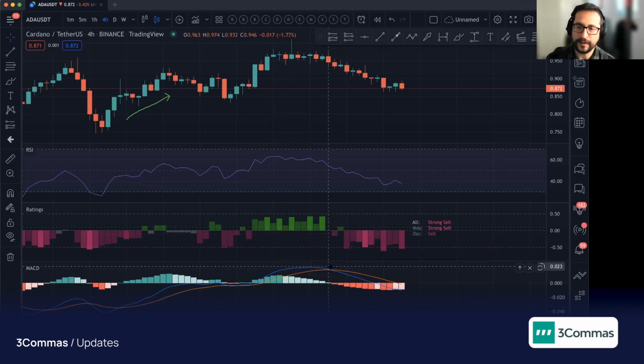Like, for example, you can have a long bot on Cardano here. We are trading and we enter a position. Can we use the short signal on a short bot running concurrently with the long bot to actually close the trade when the conditions are convenient to close?